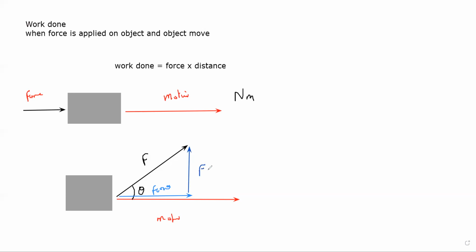Which component of the force is responsible for the motion towards the right-hand side? F cos theta or F sin theta? F cos theta is responsible. So when we calculate the work done here, the work done will be equal to F cos theta times d.